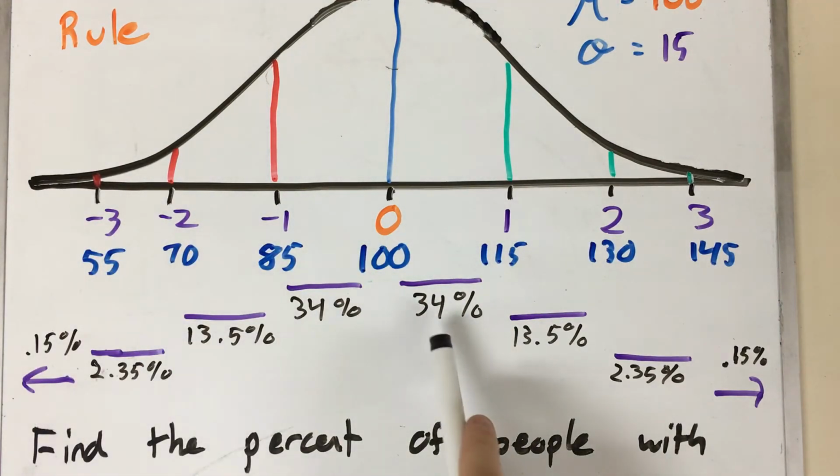I do think that remembering these four numbers, 34, 13.5, 2.35, 0.15, going from inside to outside, makes the math a little bit easier, even if the numbers themselves are more difficult to remember. If I could only pick one set, I would pick these four. That's just me personally. The other way might work better for you.